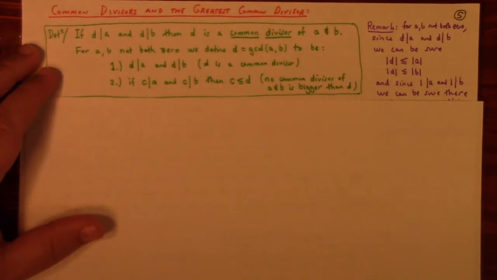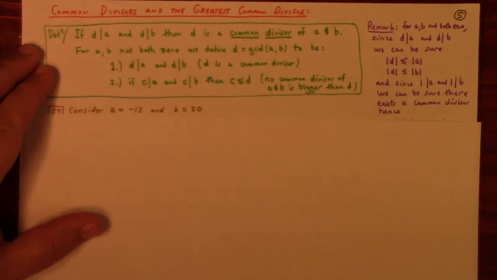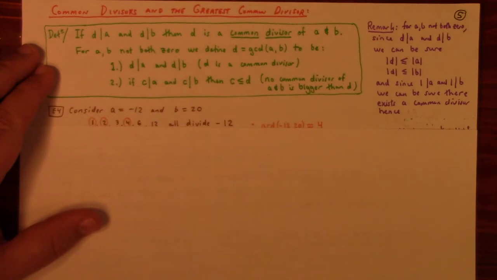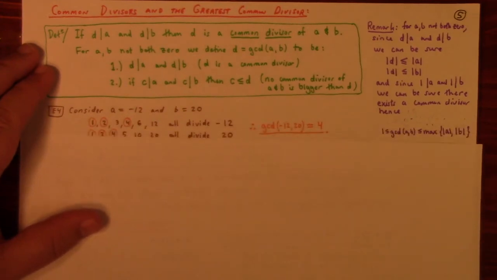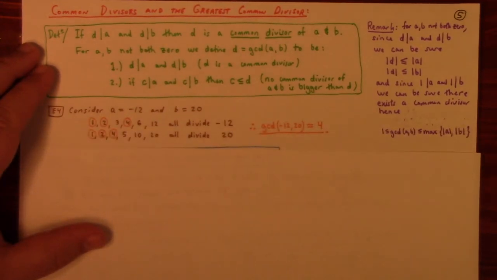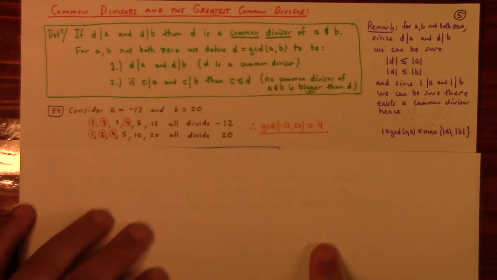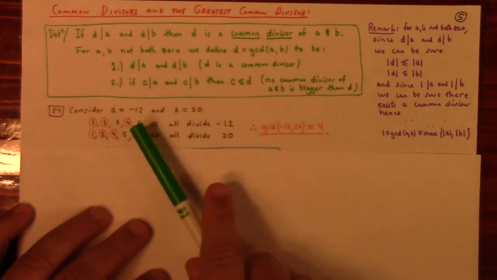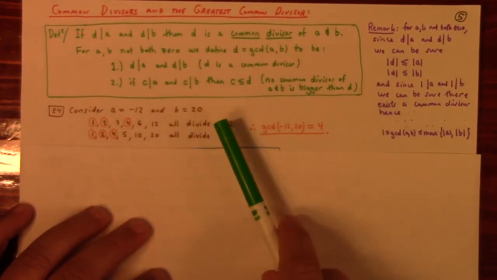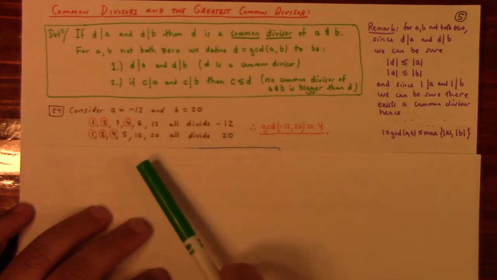All right, so we can be sure that there exists a common divisor. Here's an example. Here's how I might have done it when I was a little kid. Find the GCD of like minus 12 and 20. Well, first of all, no teacher would have put a minus 12 there because that's just nasty.